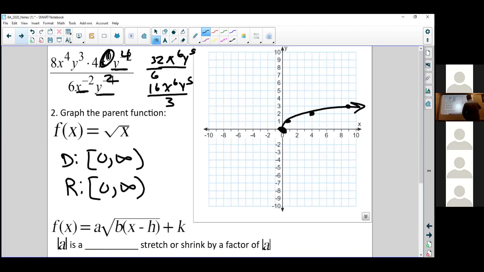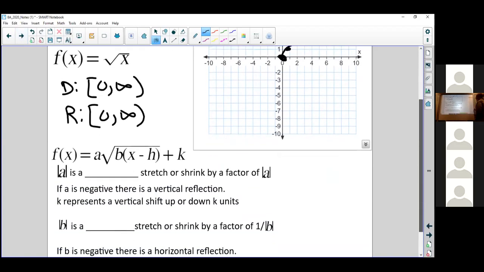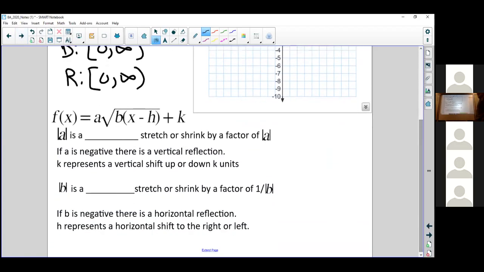And then we come down here and we talk about, we have this big old function. We have A's, B's, H's, K's. We even have an X in there. So the absolute value of A is called a vertical stretch or shrink.